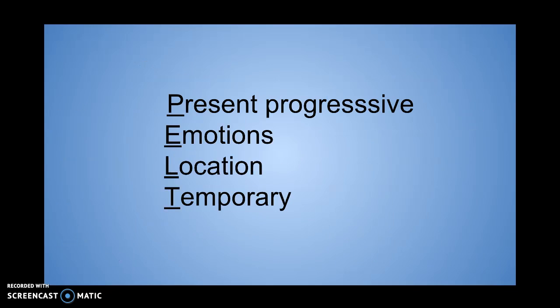The mnemonic device that we use for estar is shorter. The word is pelt. And so the P stands for present progressive, which is something you'll learn more in Spanish 2 next year. I'll mention it briefly as we continue with the notes, but it's not something you need to be an expert on right now. Emotions, location, and temporary.